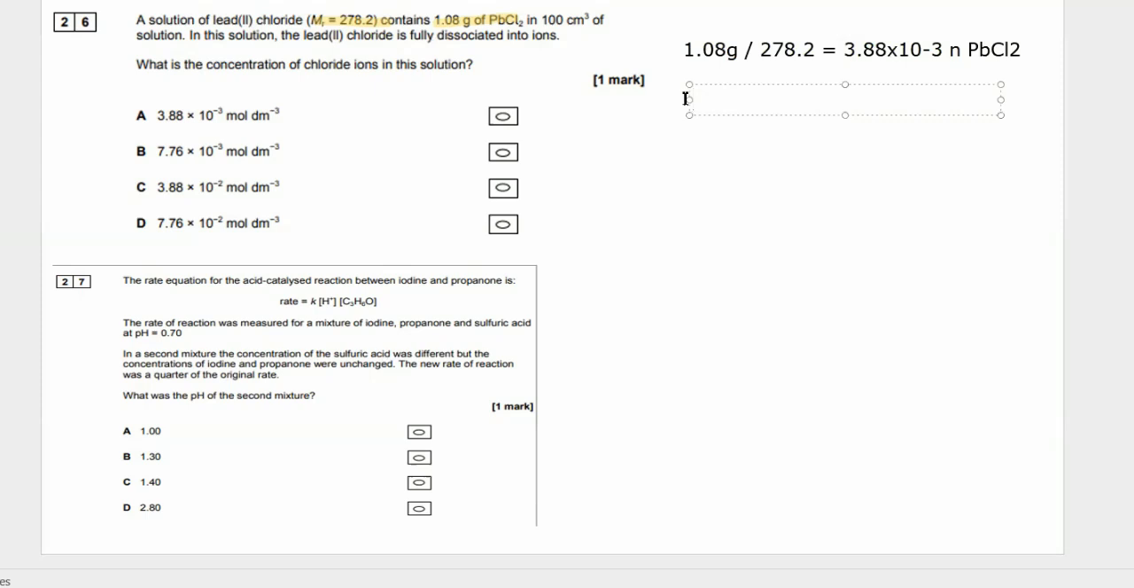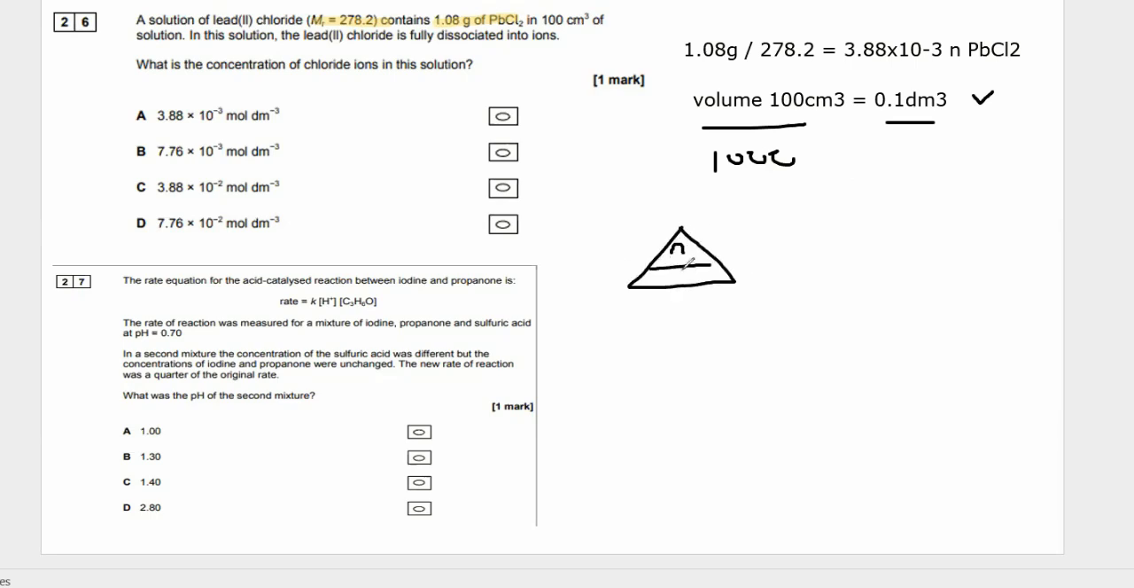Now it says it's in 100 centimeters cubed of solution, and it fully dissociates. So we've also been given the volume. So now I want to divide the volume by 1,000, and 100 centimeters cubed is 0.1 decimeters cubed. And we now want to take the moles, which is 3.88 times 10 to the minus 3, divide it by the volume of 0.1 decimeters cubed, and that's going to give us C, which is the concentration. So we're now using our second mole calculation, n over CV. However, that's going to give us our concentration of lead chloride in the solution.